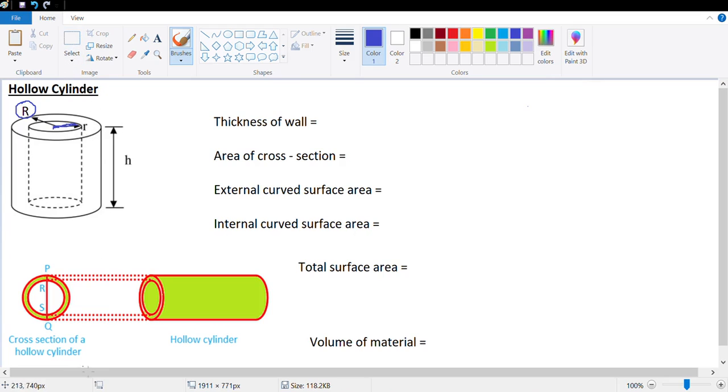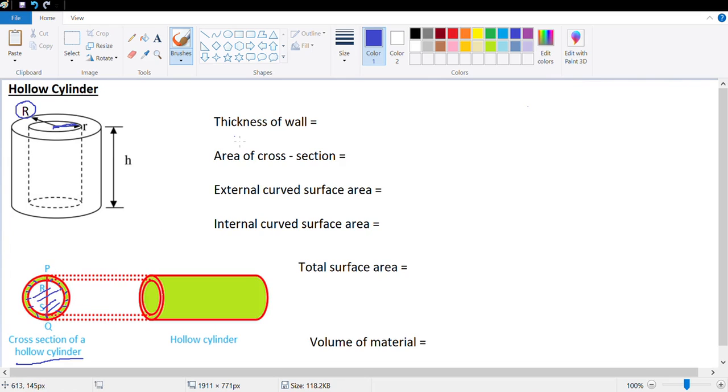I've here given you a cross section of a hollow cylinder. The outside circle is the cross section of the external cylinder, and the inside white part is the hollow part. This is a cross section of the hollow cylinder, which means the area of cross section will just be the green part highlighted here, which will be equal to the area of the bigger circle minus area of the smaller circle.